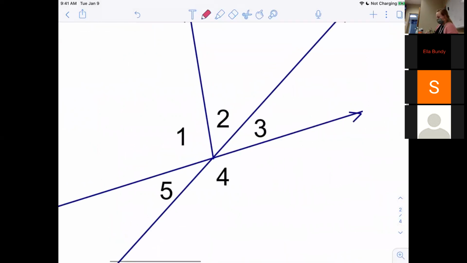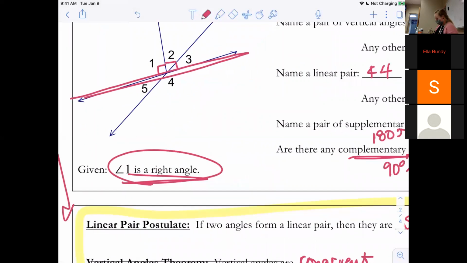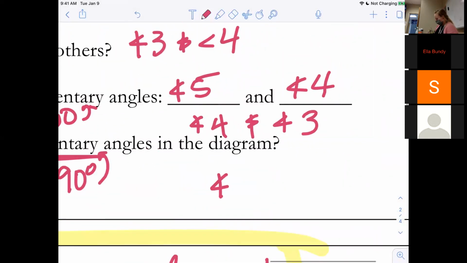Why is it 2 and 3? Which one's the right angle? 2 and 3. And what else is the right angle? Just 1. It gave us 1 as the right angle. And so if 1, 2, and 3 are all in a line, then that means 1 is 90 and the other 2 are also 90. So 2 and 3 are complementary.